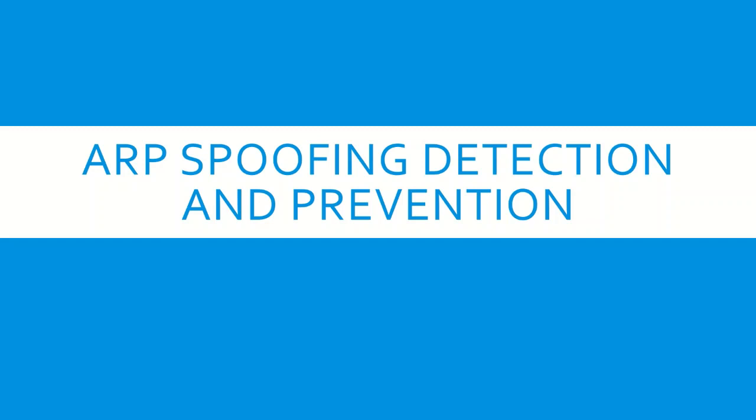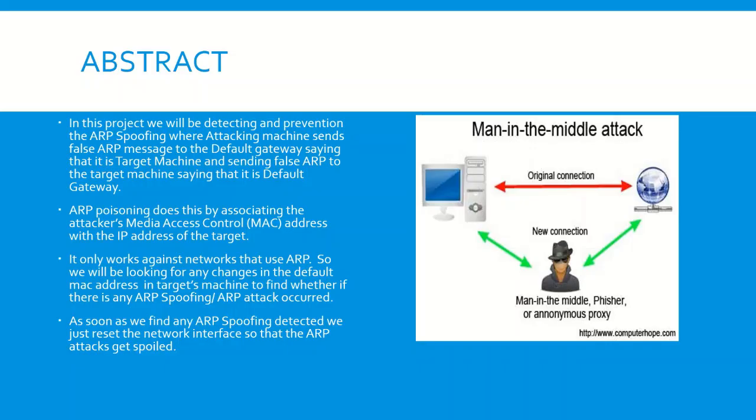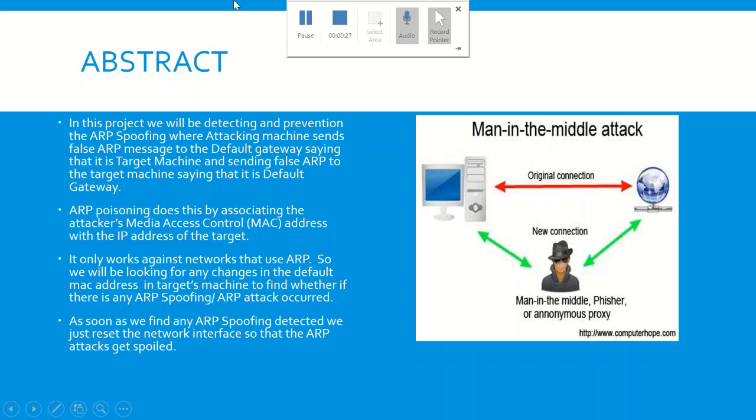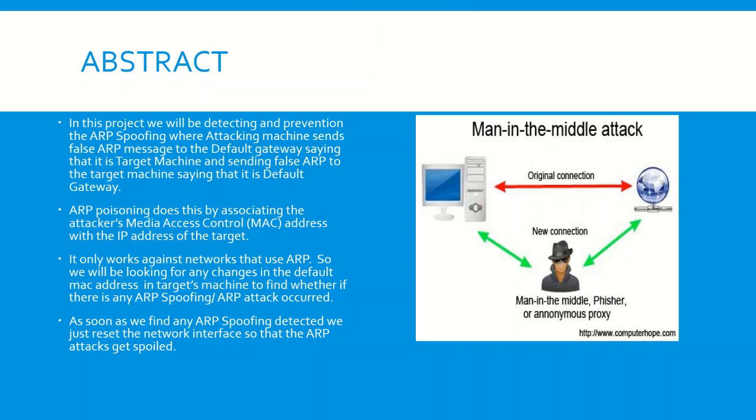The title of the project is ARP Spoofing Detection and Prevention System. Coming to the abstract, in this project we will be detecting and preventing ARP spoofing, where the attacking machine sends a false ARP message to the default gateway saying that it is the target machine, and sends a false ARP message to the target machine saying that it is the default gateway. ARP poisoning does this by associating the attacker's MAC address, the media access control address, with the IP address of the target. It only works against networks that use ARP.